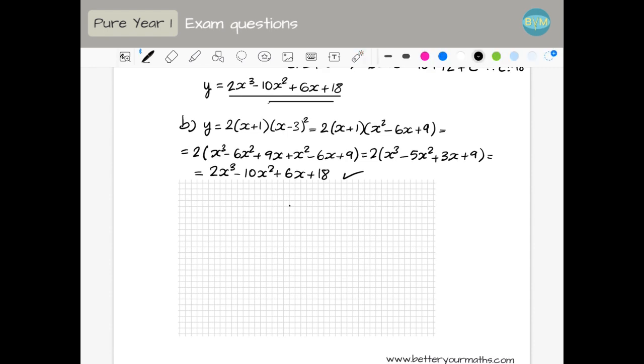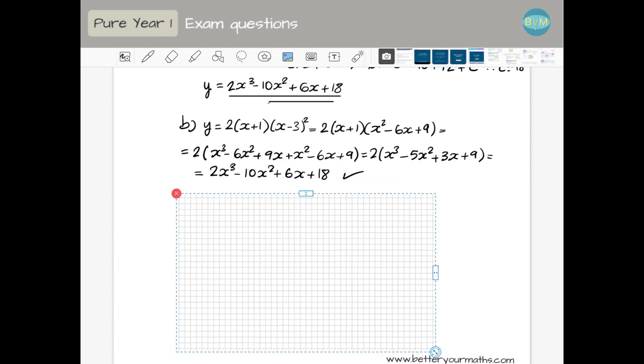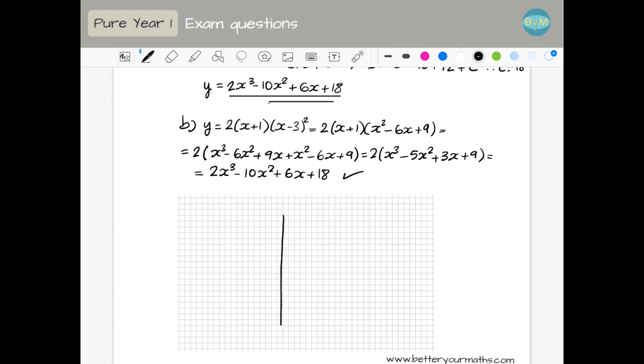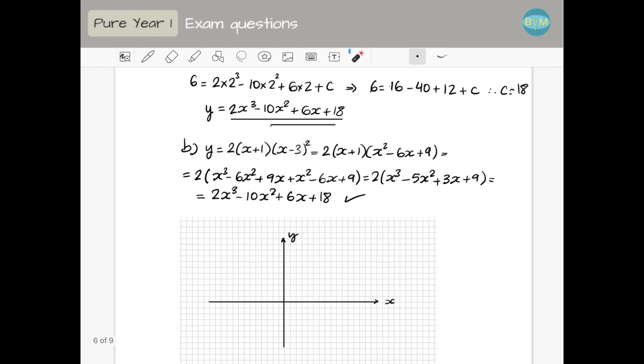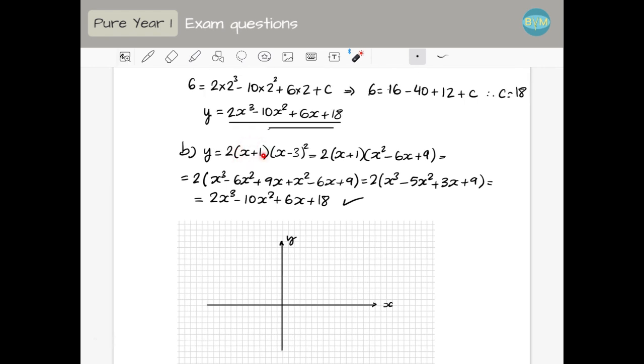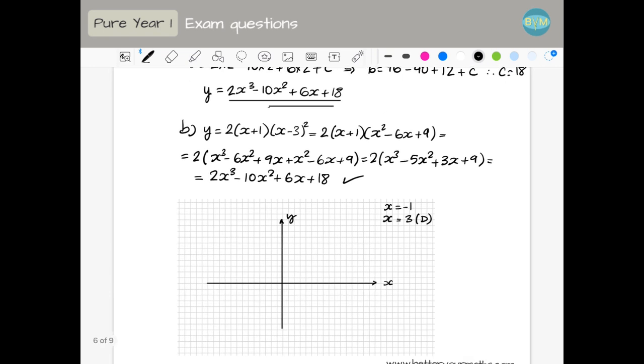So let me draw the axes. This is y, this is x, and we know the roots. The roots are x equals minus 1, and it's single, and 3, and this is double. So the graph is not going to cut there, it's just going to touch. So minus 1, and 1, 2, 3, probably here, 3, and the graph is going up.